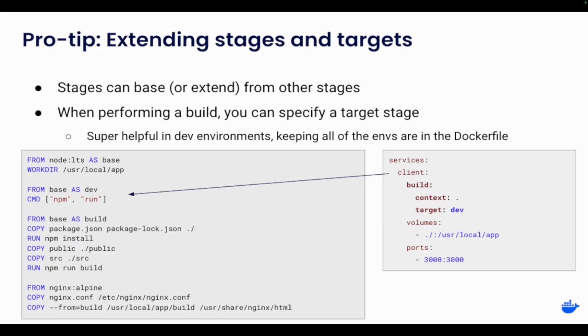Then we have a from base as build, and then we're going through all those commands we went through before, and then finally we have our production version with the from Nginx Alpine. So what this is doing is giving us the ability to have the dev image and have the production image within that same Dockerfile, so we can see exactly what's going on with both versions of the image.